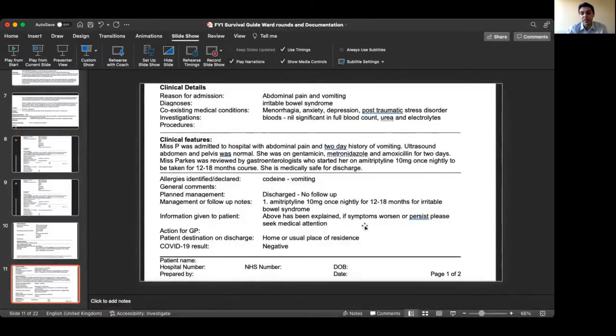And they've safety netted the patient as well. They say if symptoms worsen or persist, please seek medical attention. So that would mean contacting your GP or 111. So they've safety netted this patient.